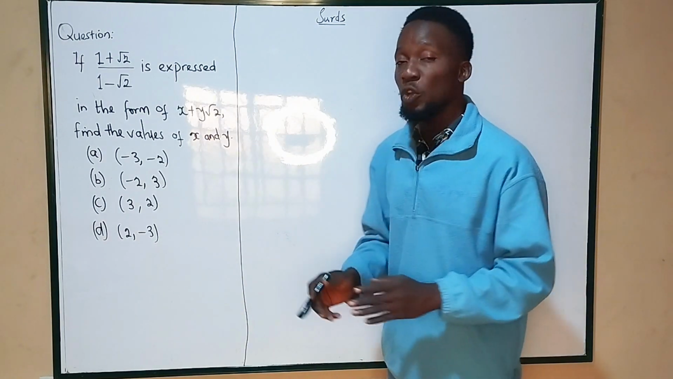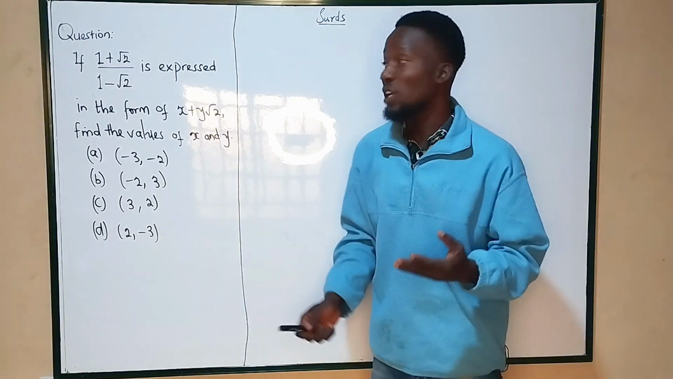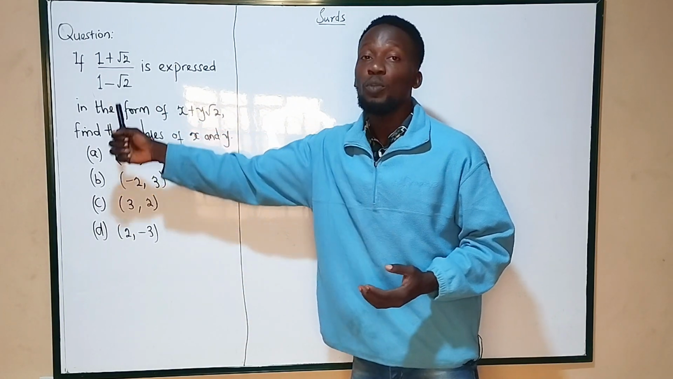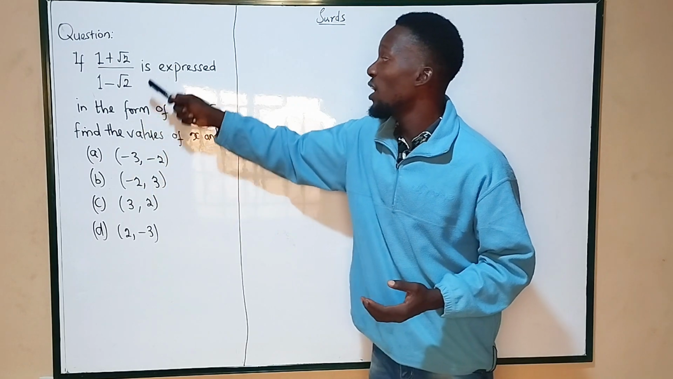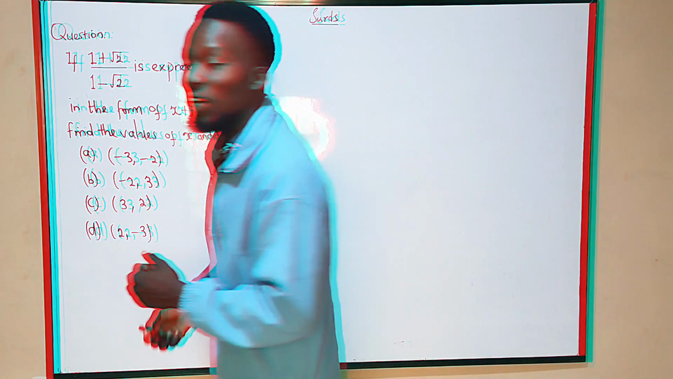And the conjugate of the denominator is simply when you change the sign here to the opposite sign. As we have 1 minus root 2 here, the conjugate of this will be 1 plus root 2. I will use it to multiply the numerator and the denominator. Now let's get to the board and solve it together.